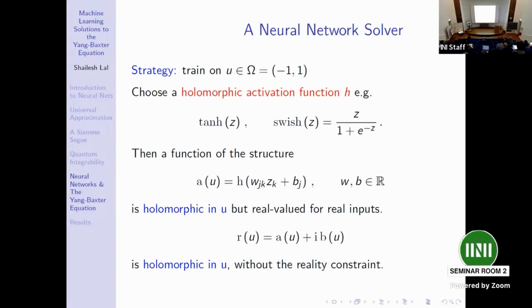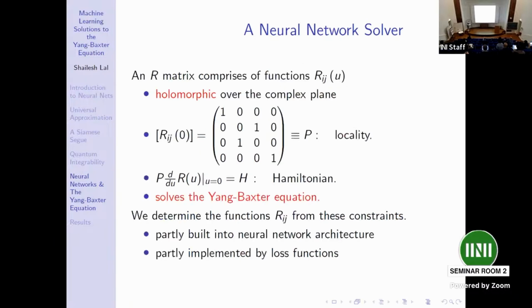Then if you have a function of the structure where the W's and B's are real, and so is the Z, which should really be the U. Sorry about that. So it's holomorphic in U by construction. If you continue this U into the complex plane, you'll get a holomorphic function, but it's real valued for real inputs. There's no reason why the R matrix should be real valued for real inputs.